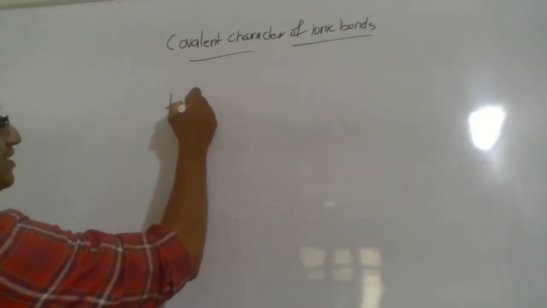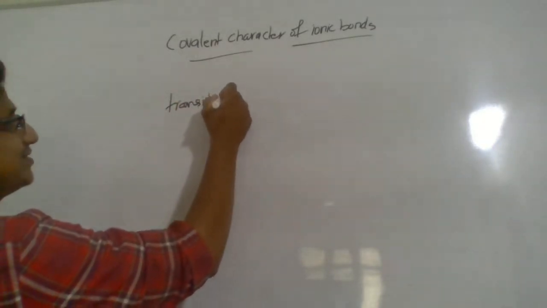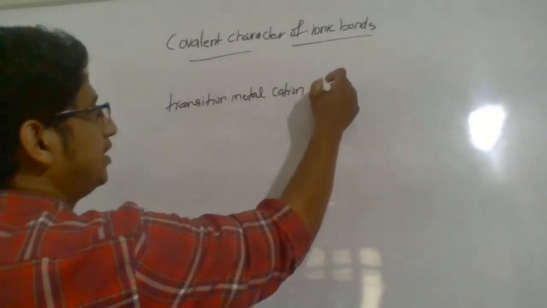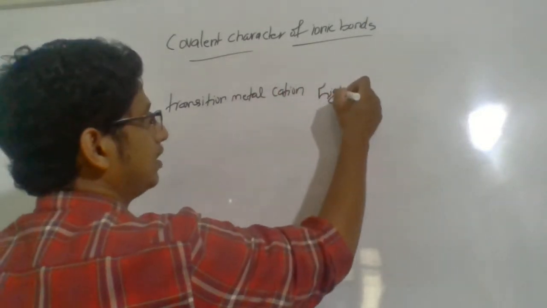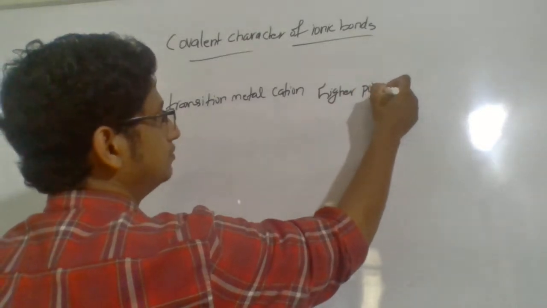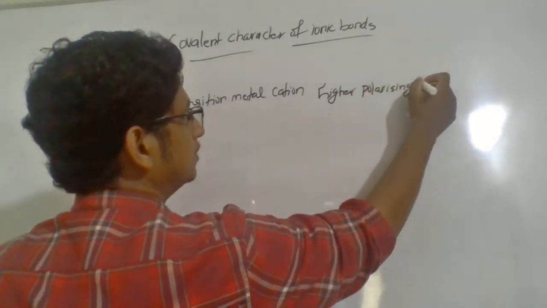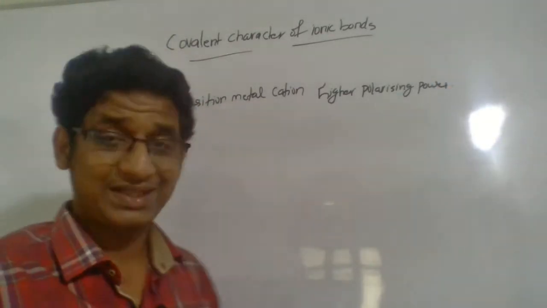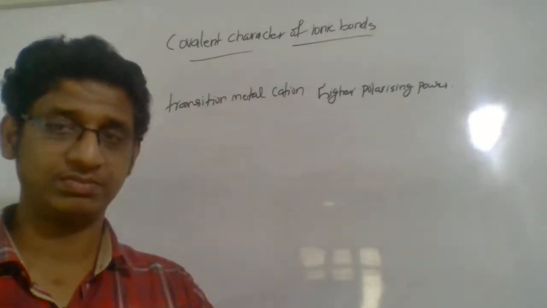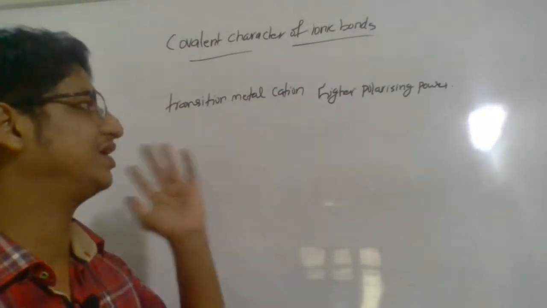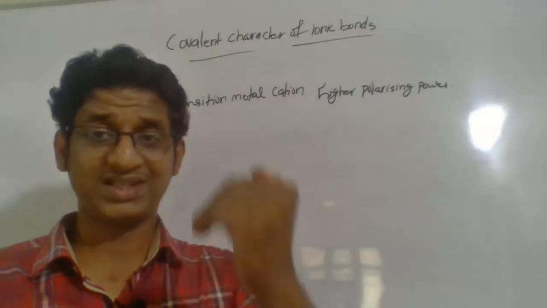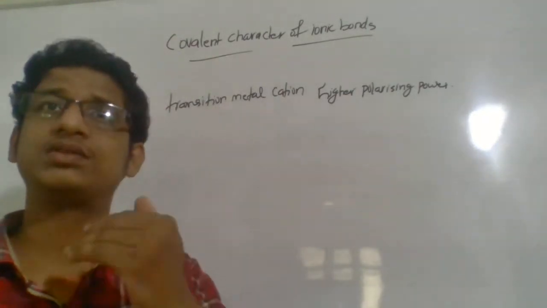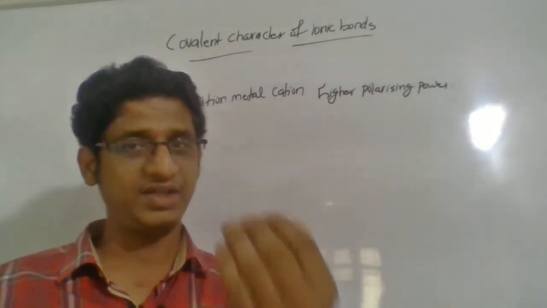So transition metal cations have higher polarizing power compared to non-transition metal cations like alkali metal ions and alkaline earth metal ions, because in transition metal ions, d orbital and f orbital electrons come in, which generally have a poor shielding effect, which means the outer electrons experience high nuclear attraction.